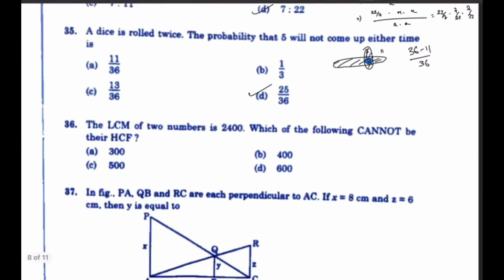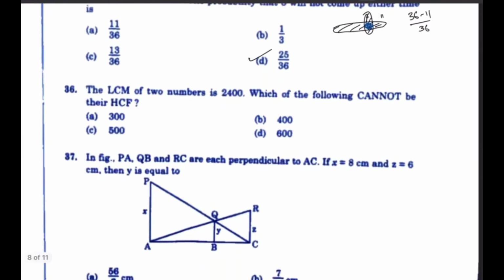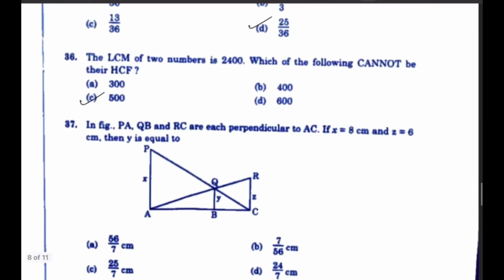Okay, LCM of two numbers is 2400, which of them cannot be the HCF. Now remember that HCF has to be a factor of the LCM, and 500 here is the only number which is not a factor of 2400, so there we are.